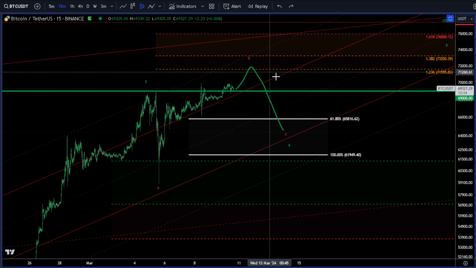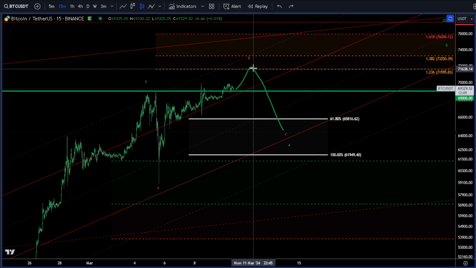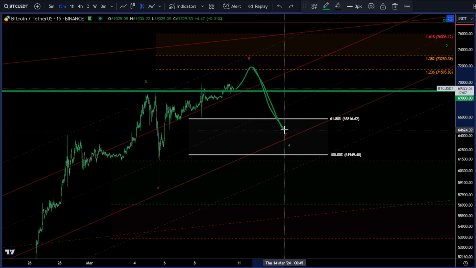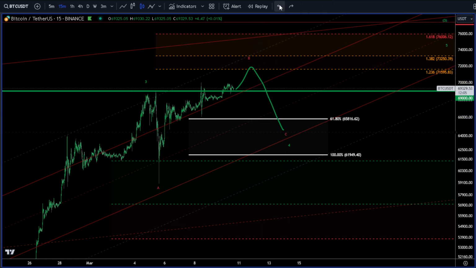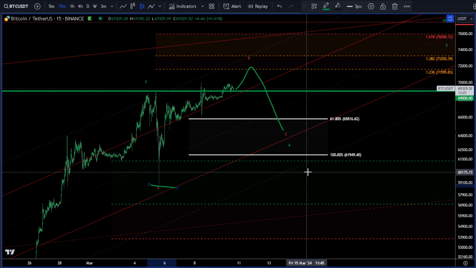But again, my concern for the alts is if we haven't bottomed and we need one more micro leg down, we might get it if we get this C wave drop. But I do not want to see this A wave broken to keep this count intact.